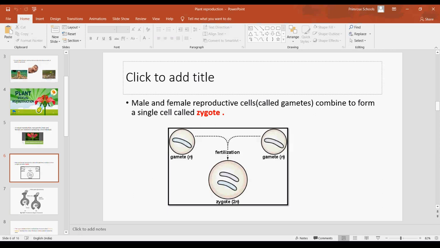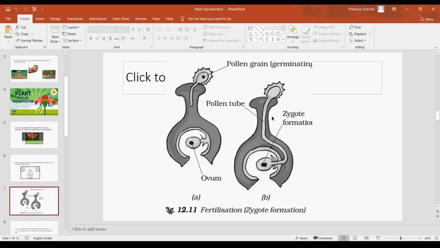Male reproductive cells will combine with female reproductive cells and they form a single cell called dash. Zygote. Yes, very good. Zygote. Both male and female reproductive cells combine together to form a zygote. Now the next image shows how the process happens, how they combine.